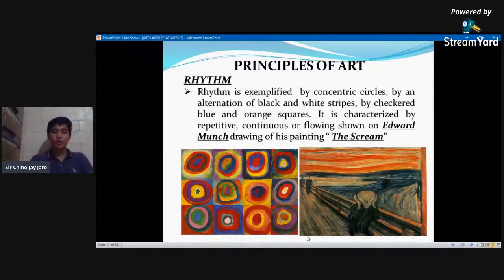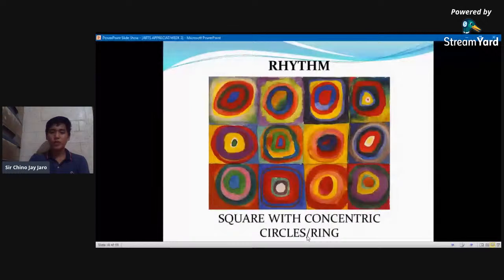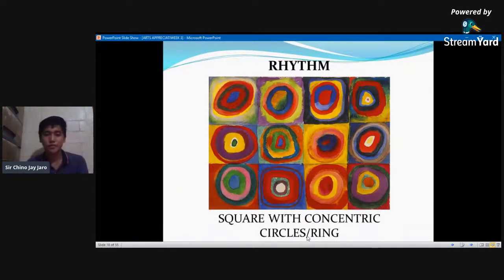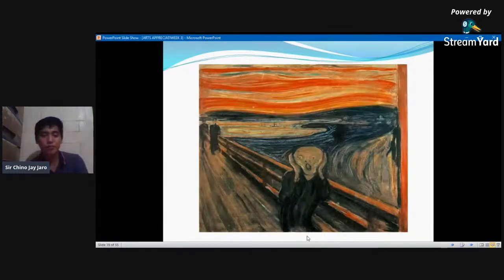Now, that picture. Here, a square with concentric circles and rings. You will see it is more of a round shape, where alternation happens. Then, from smallest to biggest or vice versa; looking at the outer side, from biggest to smallest. Although different colors are used, most of the time when it looks like that, it is part of rhythm. Next, The Scream. Okay? It is part of rhythm.